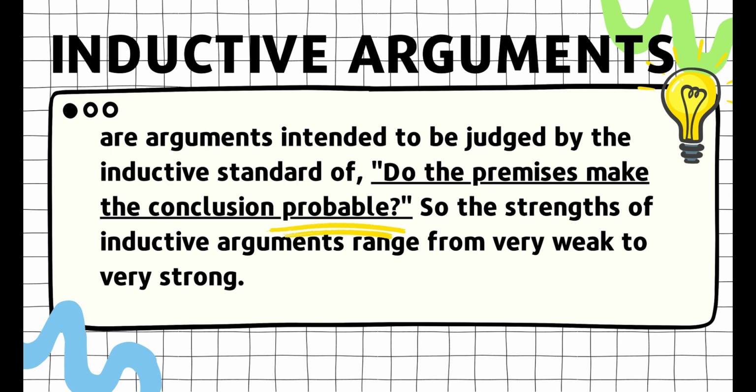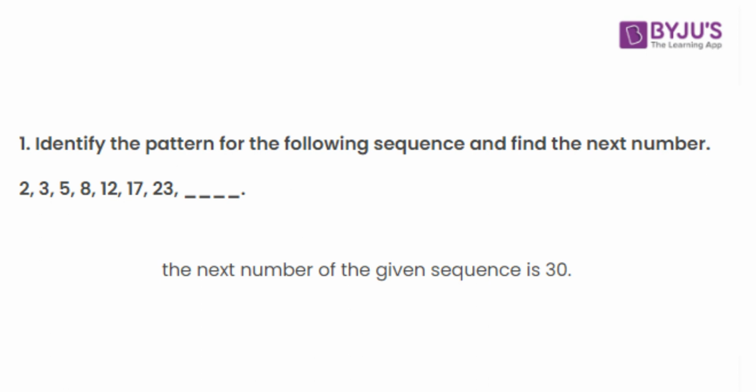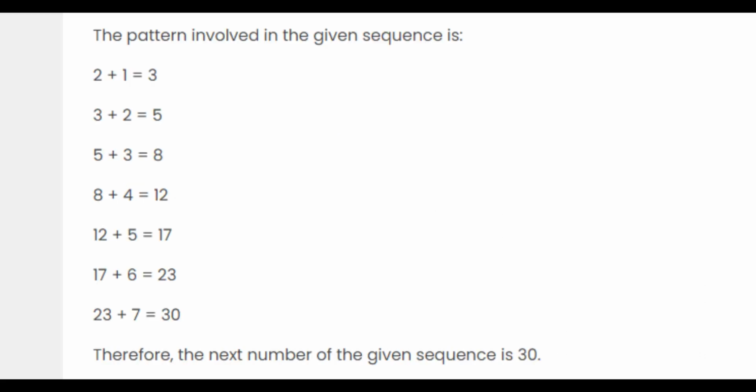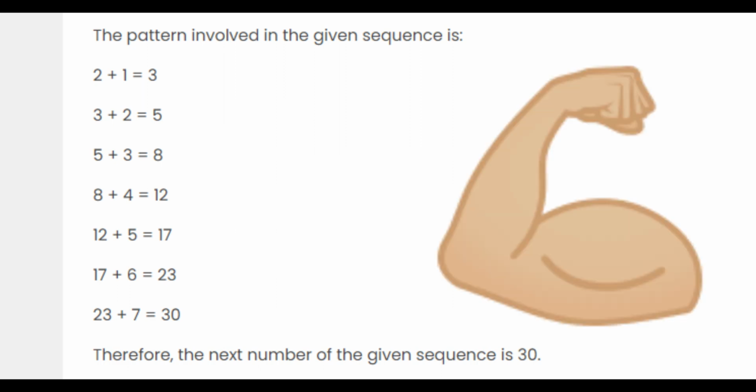Inductive arguments are arguments intended to be judged by the inductive standard of, do the premises make the conclusion probable? So the strengths of inductive arguments range from very weak to very strong. Like for example, how does this number lead to 30? If the pattern is consistent and follows a rule, that means that the strength of the inductive argument is very strong and possible.